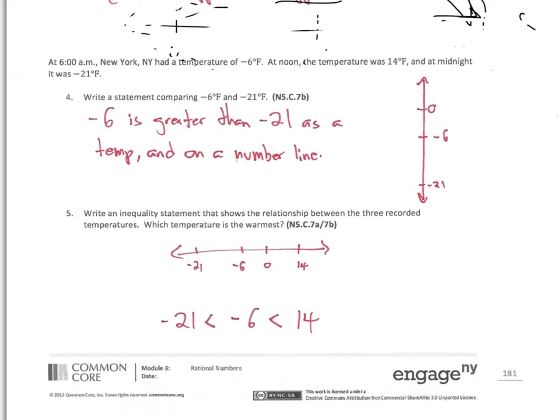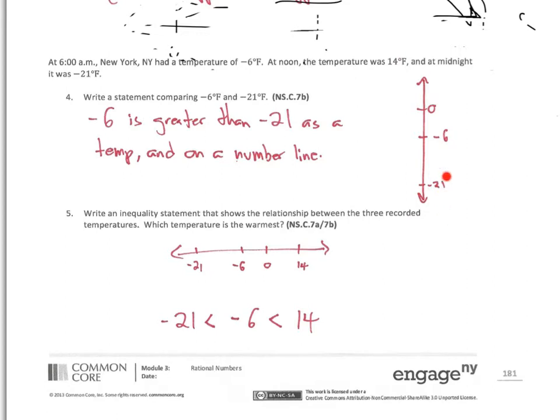For number 4 and 5, it says, at 6 a.m., New York had a temperature of negative 6 degrees Fahrenheit. At noon, the temperature was 14 degrees Fahrenheit. And at midnight, it was negative 21 degrees Fahrenheit. Number 4 says, write a statement comparing negative 6 and negative 21. So I'm going to say that negative 6 is greater than negative 21 as a temperature and on a number line. So either way you look at it, negative 6 is greater. And I made a vertical number line right here to see that I have 0, and then I would go down a couple to negative 6, then go down even more until eventually I got to negative 21 degrees.